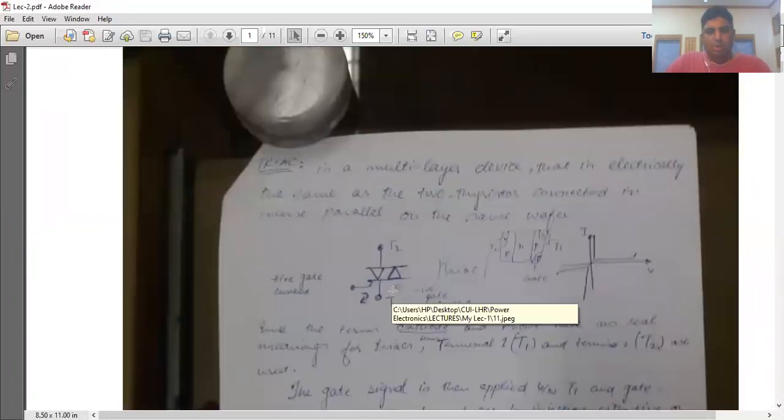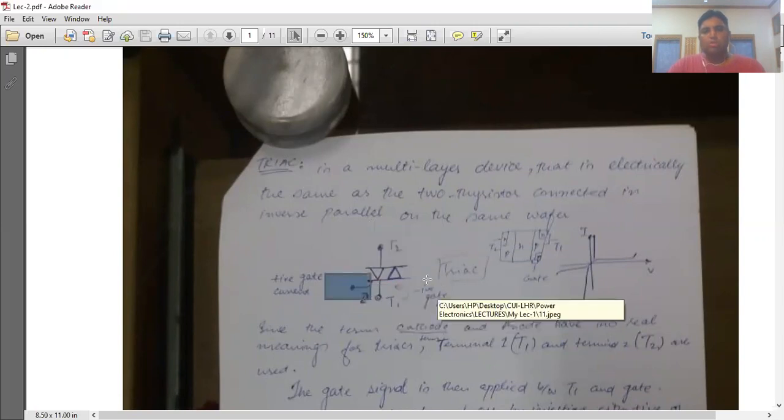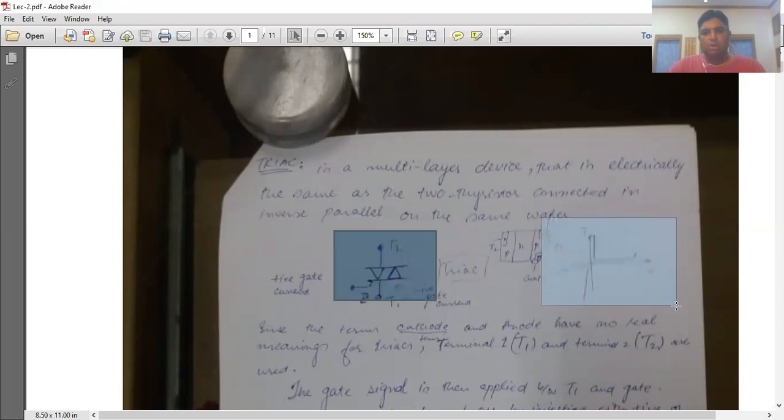So what happens then? We cannot call either of these terminals an anode or a cathode. What we will call them is terminal 1 and terminal 2. Some books call them MT1 and MT2. So this is terminal 1 and this is terminal 2, and the third terminal is the gate. This device is called a triac. You can see its VI characteristics here, and this one is its wafer.